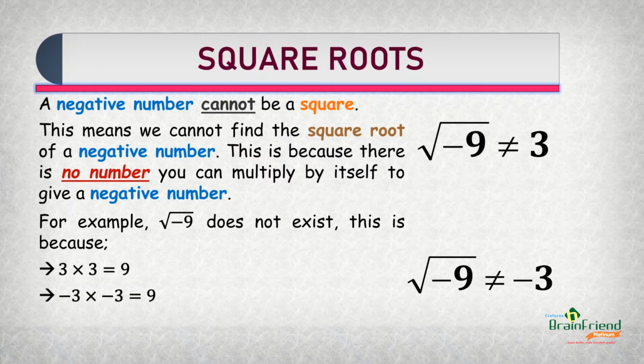Now, if you remember in part 1 of this topic, when we were talking about squares, we said that a negative number cannot be a square. So this means that we cannot find the square root of a negative number. And this is because there is no number that we can multiply by itself to give us a negative number. Now, let's look at the square root of minus 9. This doesn't exist because 3 times 3 is equal to 9, and minus 3 multiplied by minus 3 is equal to 9. So the square root of minus 9 is not equal to 3, and the square root of minus 9 is not equal to minus 3.